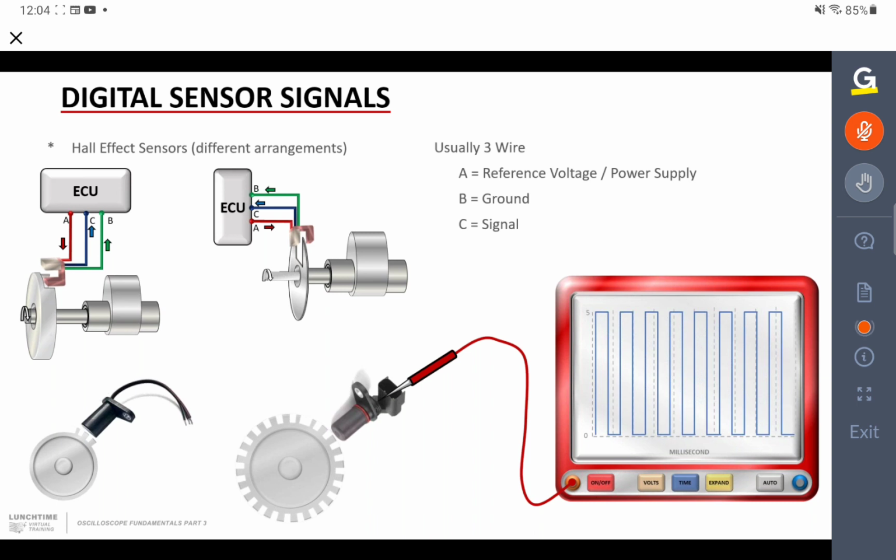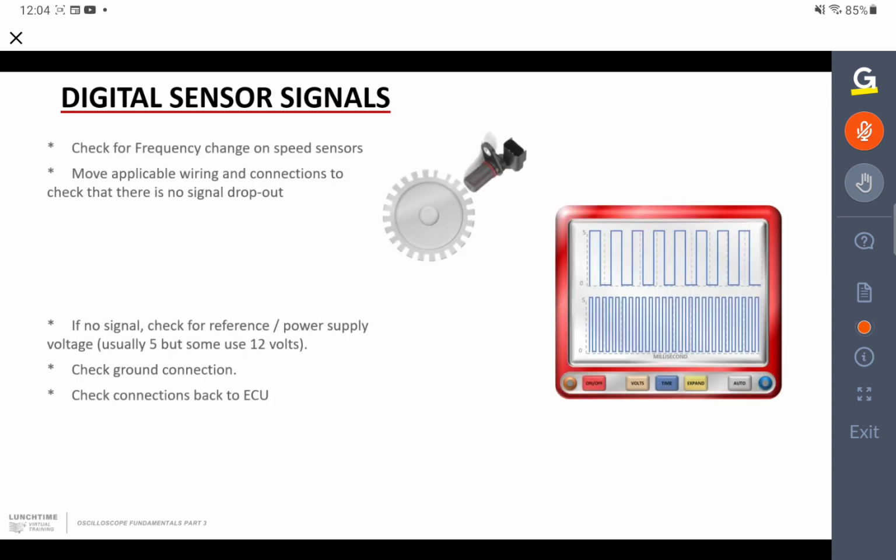Most of the Hall effect sensors you'll deal with will typically have a 5-volt supply, and that by default creates a 5-volt signal, but the signal, being a digital signal, will typically oscillate between 0 and 5 volts. Sometimes they're just fractionally less than 5 and fractionally higher than 0, but we're going to say it's 0 to 5 volts. There are some systems, not many, where Hall effect sensors might use 12 volts or even battery voltage on occasion.